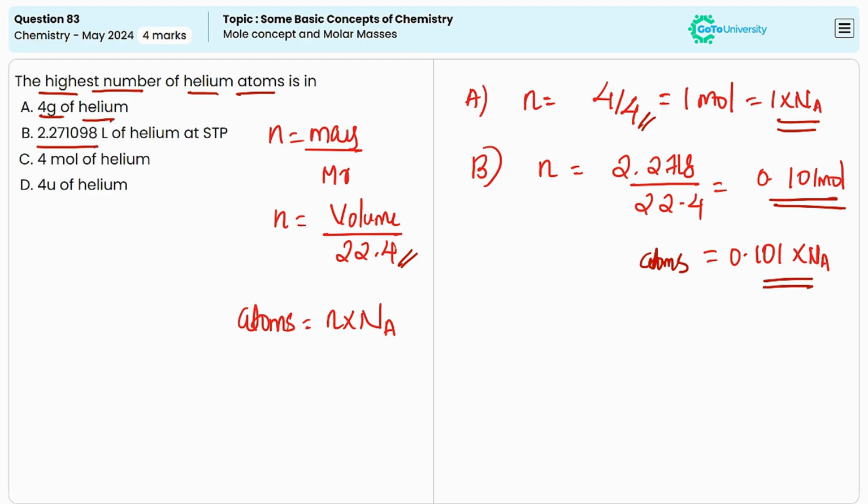Now the number of atoms will be equal to the number of moles multiplied by the Avogadro number. And the third one, it is given that 4 moles of helium. So no need to find out the number of moles. We can directly multiply with Avogadro number to find out the number of atoms. So it will be 4 Na.